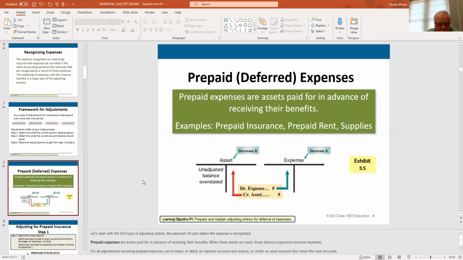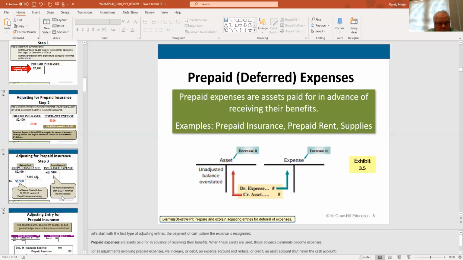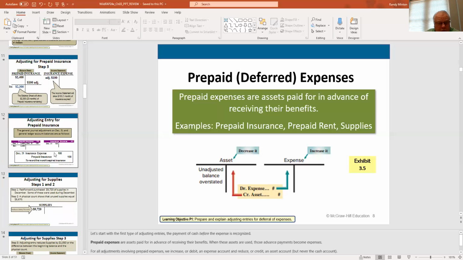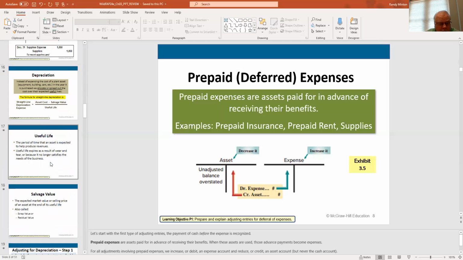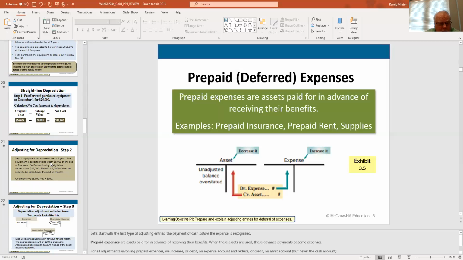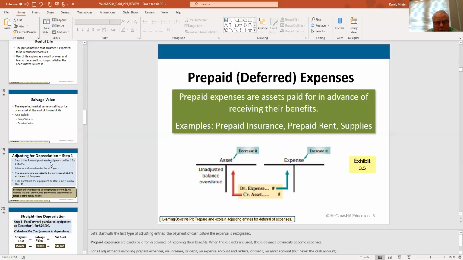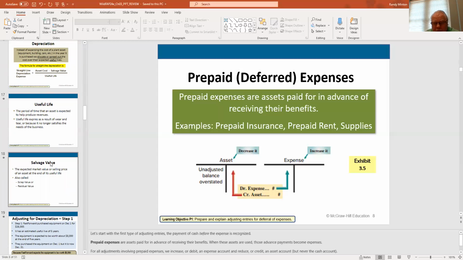Okay, the same thing happens when we go to, let's see here. I don't want to do supplies right now. But if you do prepaid rent, it would be the same thing, okay?